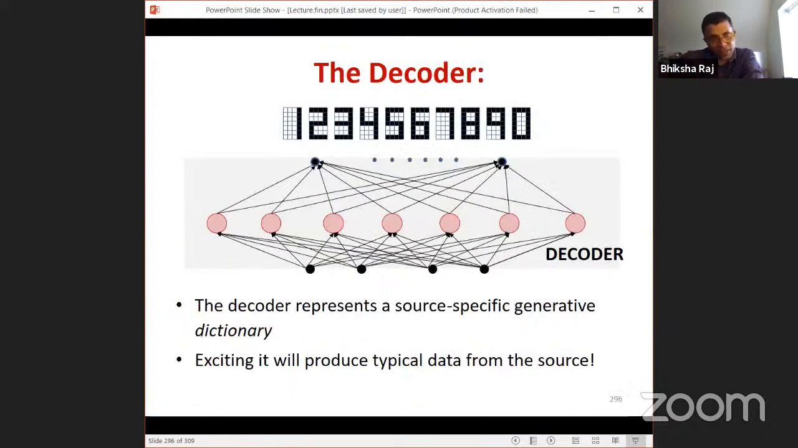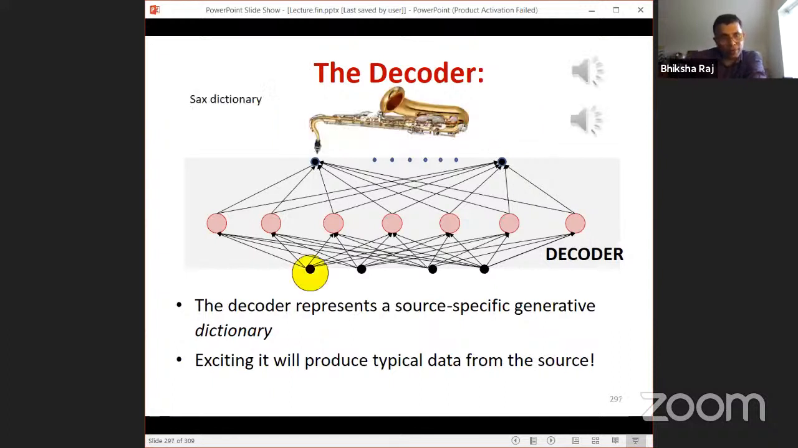So for example, if I were to train my autoencoder with my digits example, the decoder of this autoencoder is only going to be able to produce things that look like digits. Or here is an audio example. Here we trained the autoencoder on spectrograms from a collection of saxophone recordings. And now when we excite the decoder with different values at these inputs, it produces a spectrogram, and here's what they sound like.